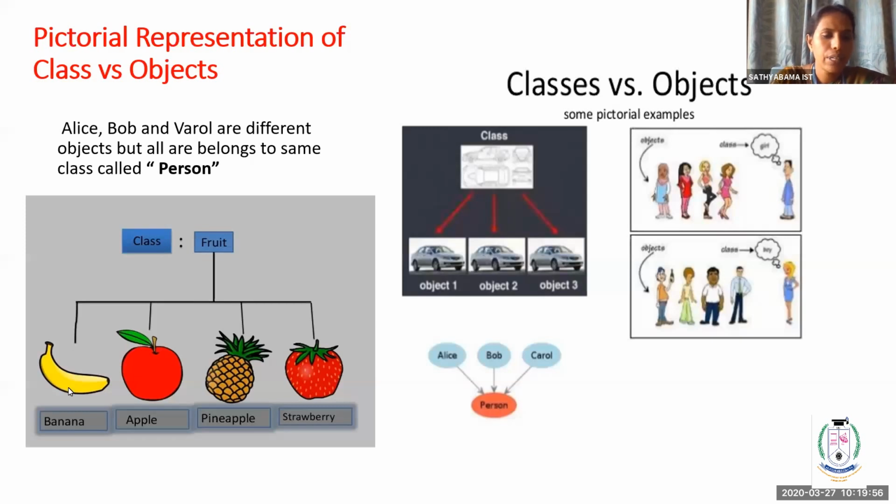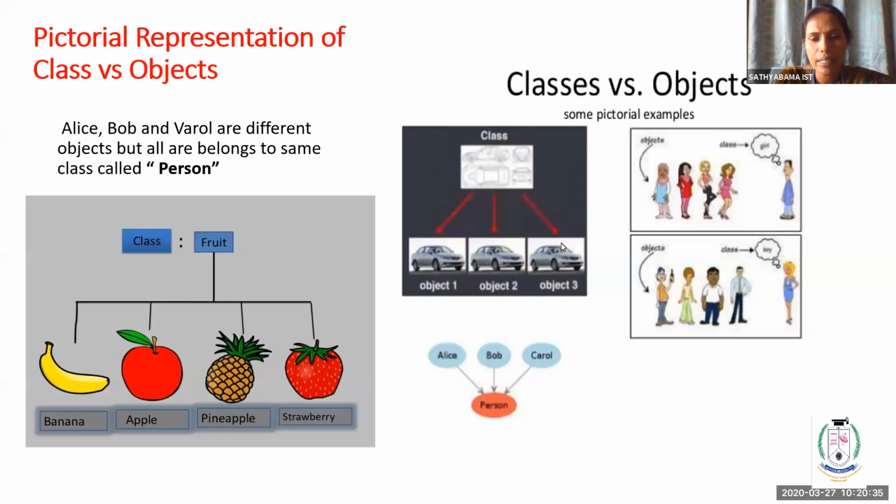So by seeing that, for example, here we are seeing the number of objects. Banana is one object, apple, pineapple, strawberry. These are different objects, but all these objects are grouped under a single class called a fruit. Hope you understood the concept between classes and objects. An object has its respective characteristics, attributes, as well as operations. The collection of similar objects together to form a group is called a class.